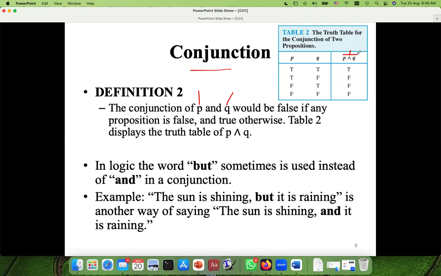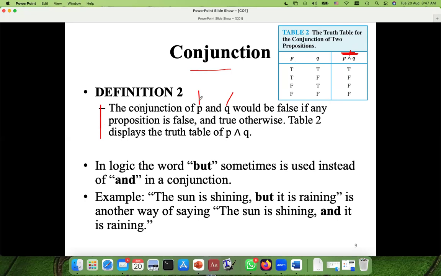If you have two propositions P and Q, and you use conjunction between them, then the mathematical representation would be like that. How can we represent it in the form of an equation? P and Q. But what does it mean? What would be the values of this P and Q depending on the previous values? That is given in this definition.